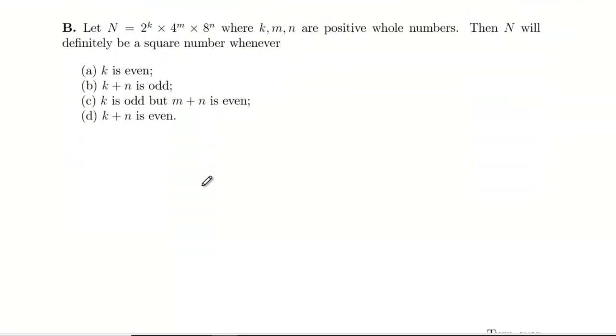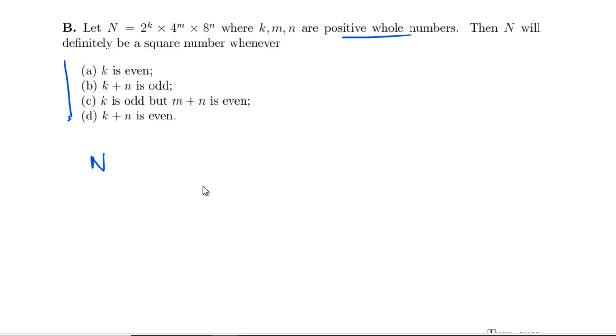Question B, let n equal 2 to the k times 4 to the m times 8 to the n, where k, m and n are positive whole numbers. Right, that helps. n will definitely be a square number whenever which one of these conditions applies. Okay, definitely a square. It doesn't say it will only be a square for a particular one of these conditions. So we've got a sort of limited proof we have to do on this. How are we going to get this together?